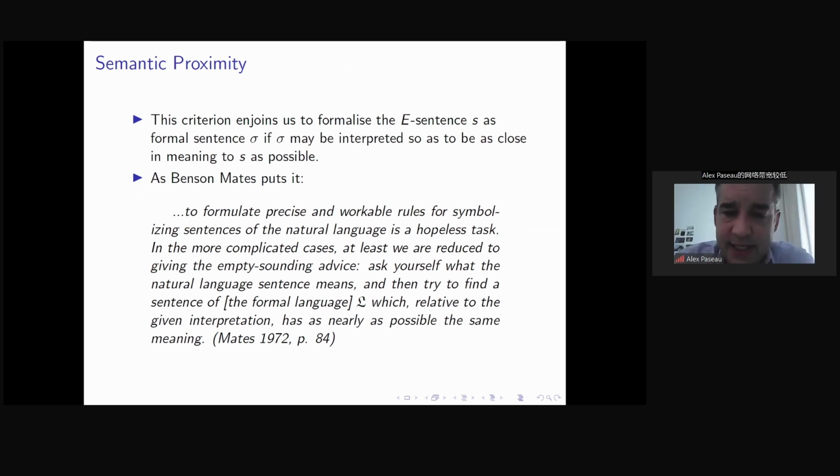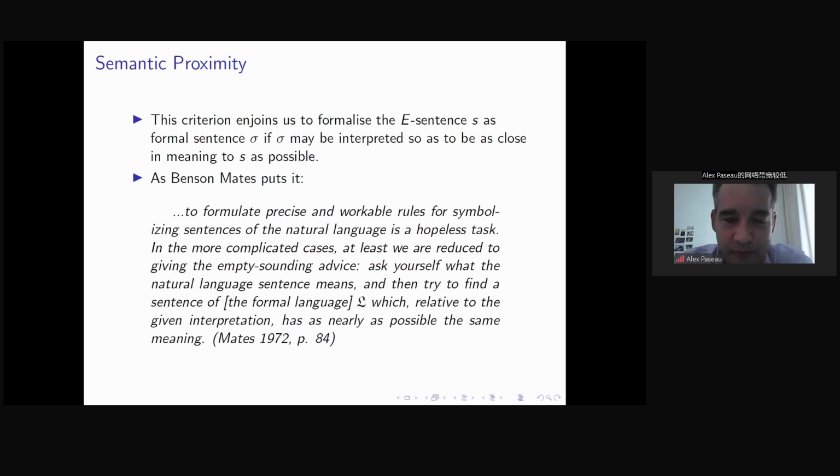He puts it forward. He says, I'll read out the quote: To formulate precise and workable rules for symbolizing sentences, by symbolizing sentences he means what I call formalizing, right? So symbolization, it's the same thing, of the natural language is a hopeless task. Notice that that's the task I'm embarked on today, and he's calling it a hopeless task. I hope to do a little better.